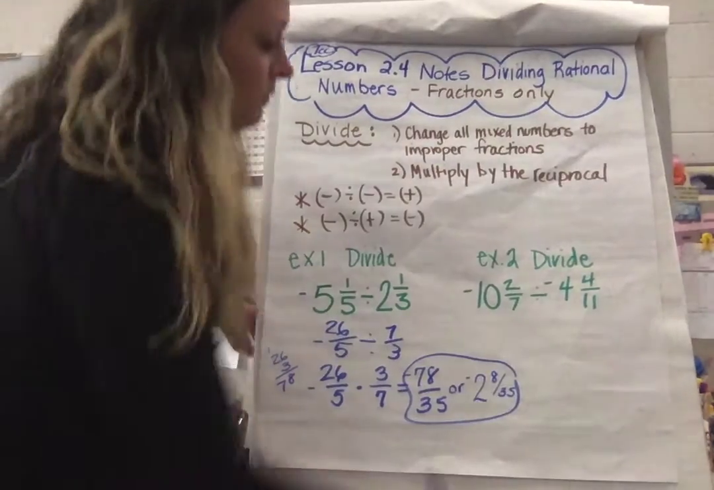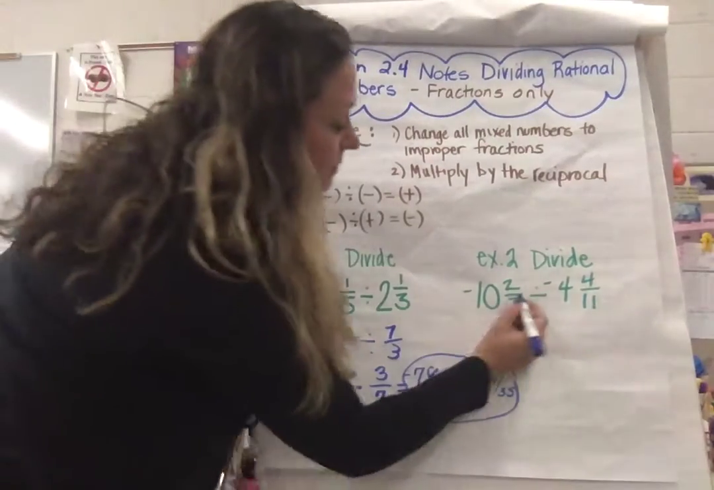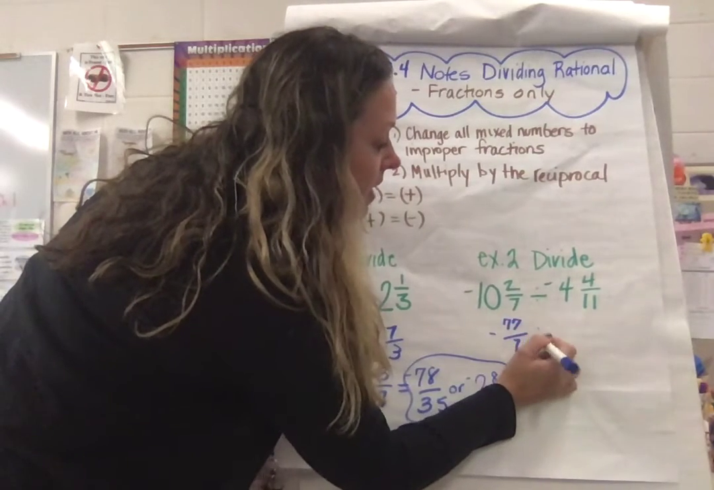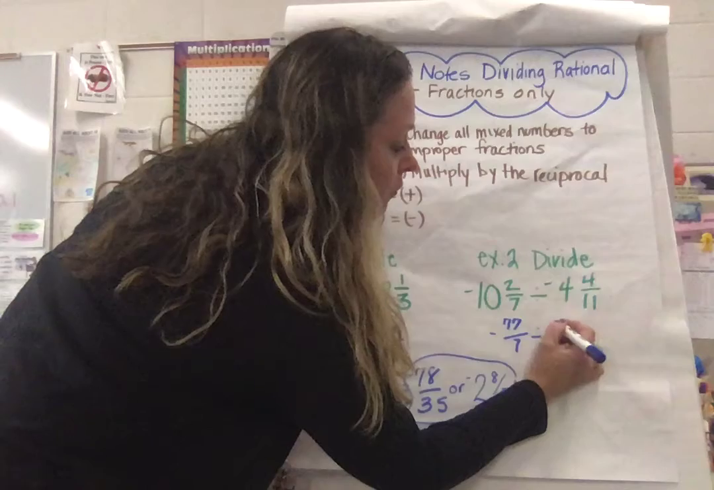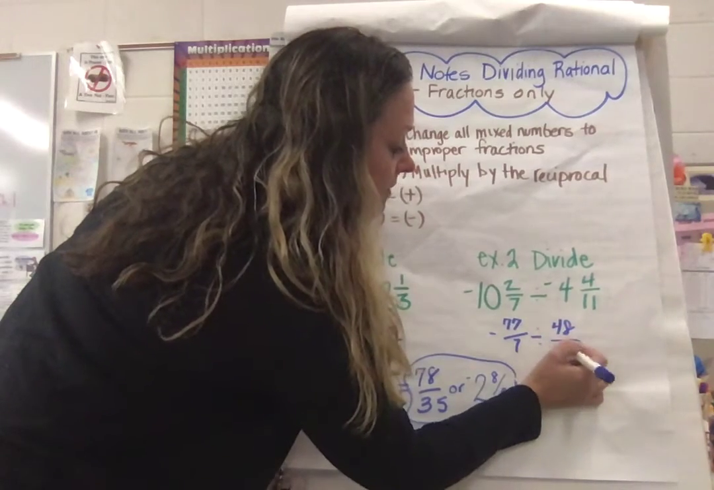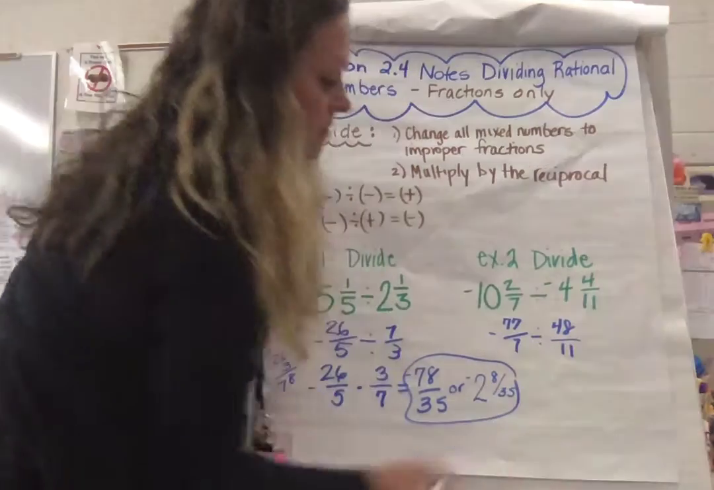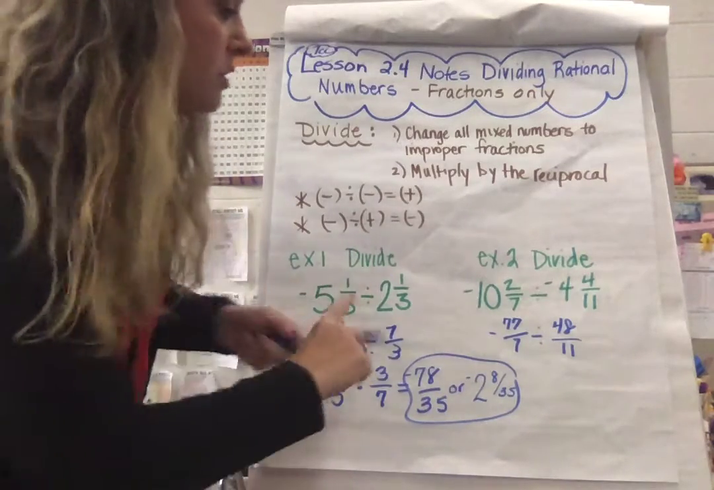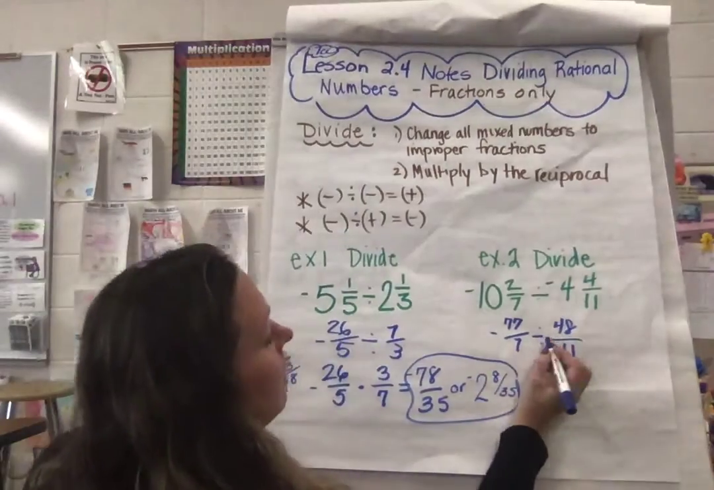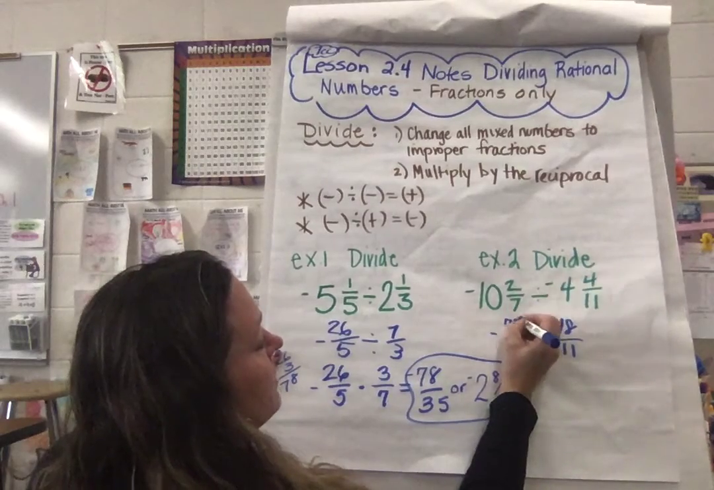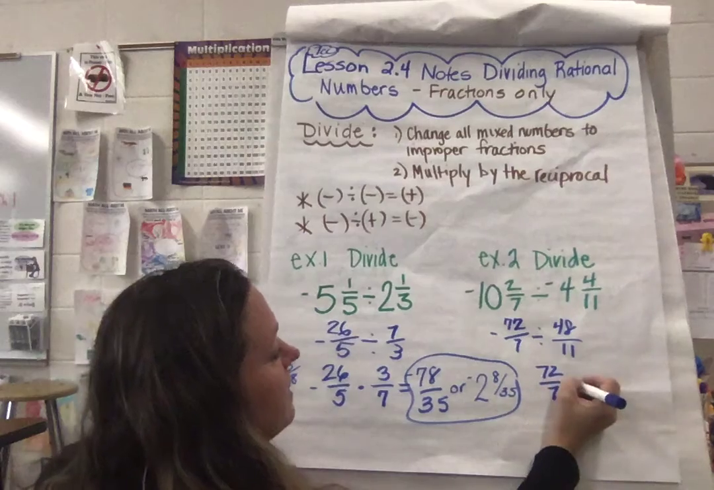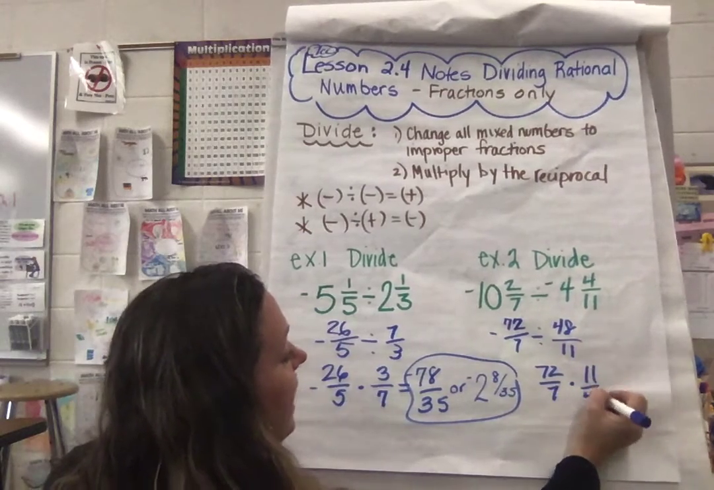In example 2, I'm going to go ahead and follow my rules, and I'm going to have 77 over 7, that's negative. And then I'm going to have 48 11ths. All right. And then I am going to multiply by the reciprocal. Oh, that's not right. That should be a 72. 72 sevenths. And so I have 72 over 7 times 11 over 48.